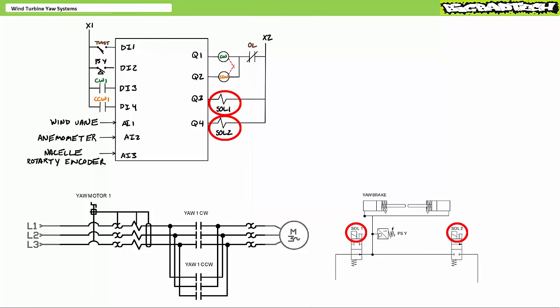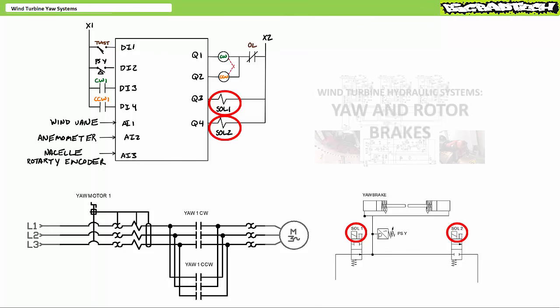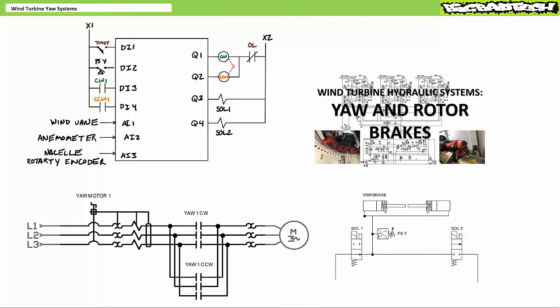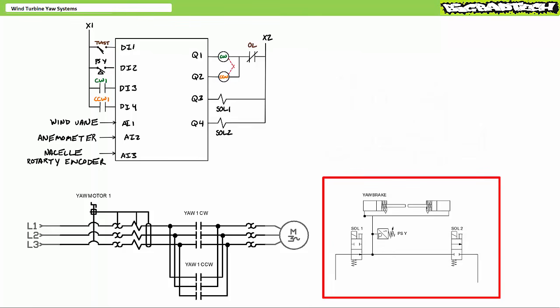Additionally, since the yaw system also needs to interact with the yaw brakes, there's outputs for Sol 1 and Sol 2 on Q3 and Q4. You'll recall we discussed the operation of the yaw brakes in the aforementioned wind turbine hydraulic systems, yaw and rotor brakes lecture, available at the Big Bad Tech channel. Here's the primary hydraulic schematic for the business end of the yaw brakes, utilizing a pair of hydraulically extended, spring-retracted, single-acting cylinders connected in parallel inside a fixed caliper.